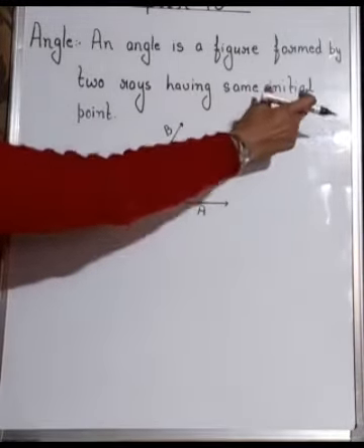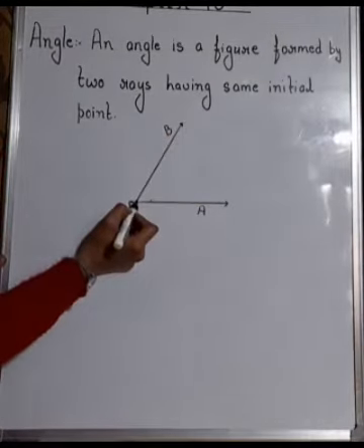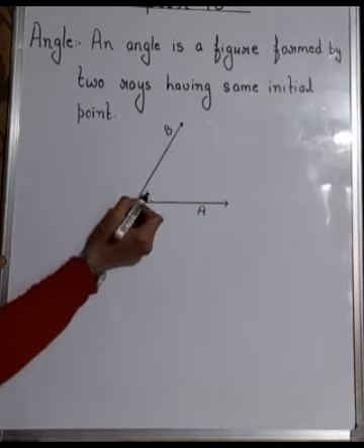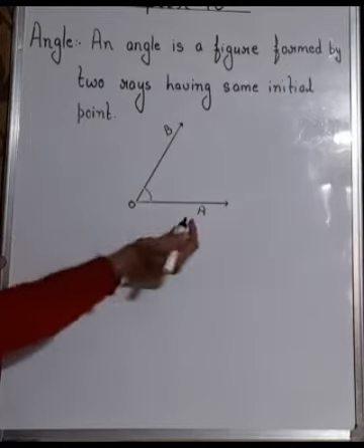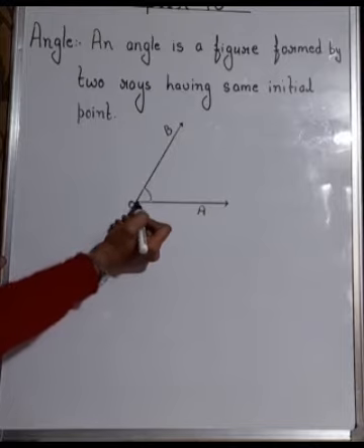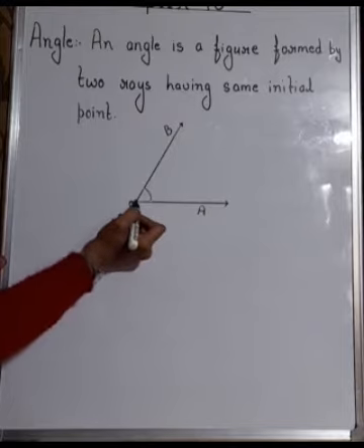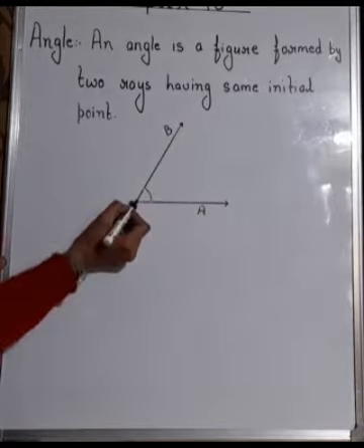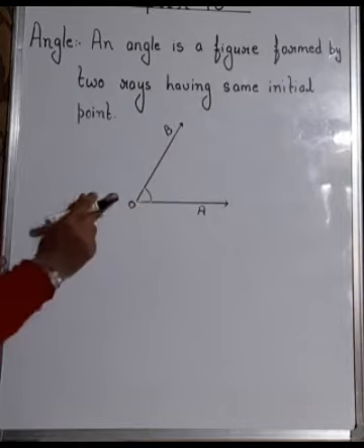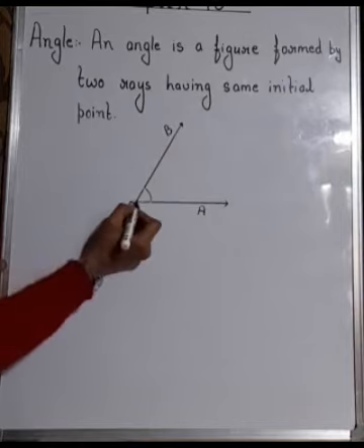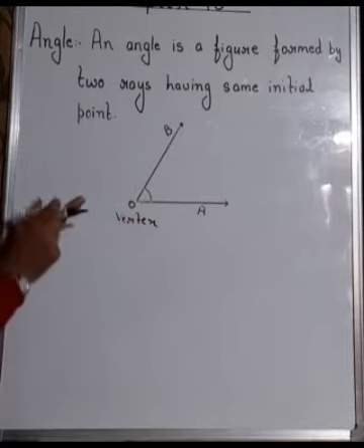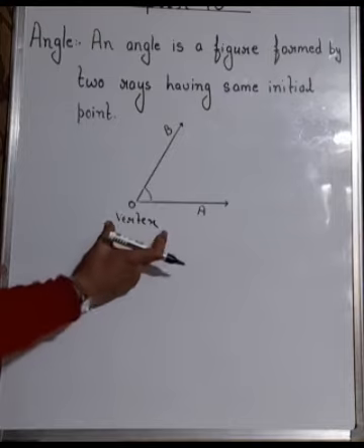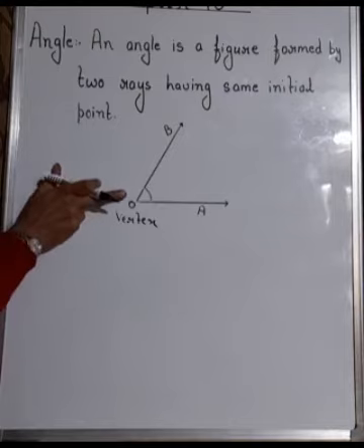Initial means starting point. So what is the starting point? This is O. Okay, so here the angle is forming. Clear? So angle is a figure formed by two rays, one is your OA and another one is your OB, having same initial point or starting point, that is O. Now this point O is said to be vertex of an angle. Clear? This point O is said to be vertex, from where both the rays are starting, or the initial point.